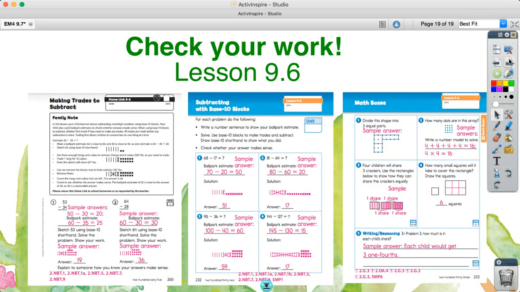Check your work from lesson 9.6. I know today's lesson was tough, but you did a great job. We'll be reviewing the expand and trade subtraction skill in our next lesson. Awesome job today.